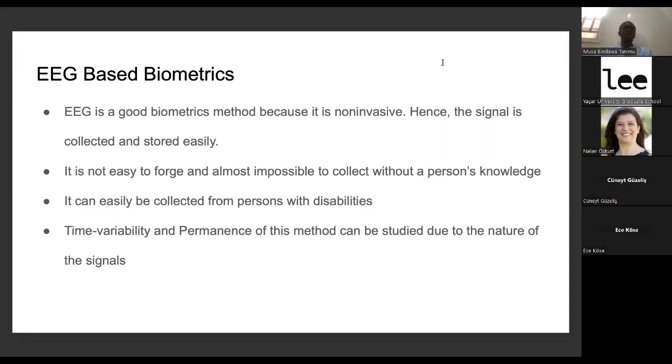Unlike other biometric systems, for example, you cannot collect the iris data of a blind person, and for someone with a hand disability, you cannot collect their fingerprints easily. However, with EEG devices, you can collect it from such people. So this is a very good advantage of EEG. However, EEG has time variability and permanence problems. This is a disadvantage of EEG, which can be studied and improved based on research. This is one of the things we plan on doing in our research.